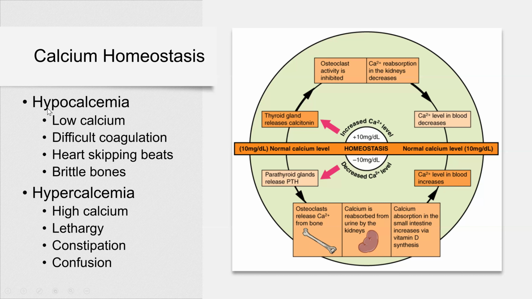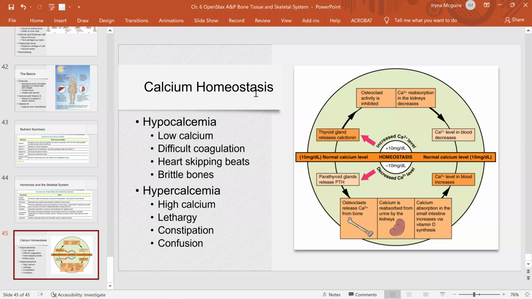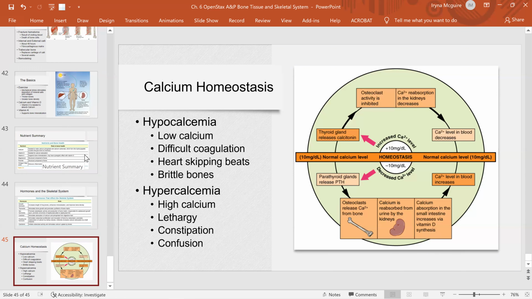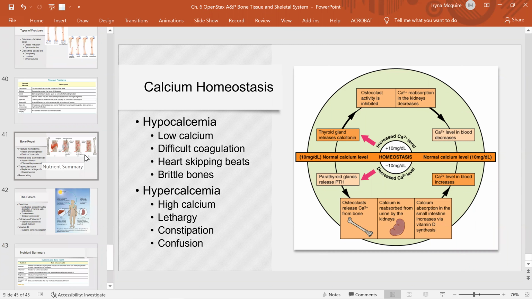Now, let's see what happens when you have hypocalcemia and hypercalcemia. Neither one is good for your health, right? Hypo means low calcium level. It's difficult coagulation, heart skipping beats, and brittle bones. Not enough calcium. Too much calcium, hypercalcemia: lethargy, that is no energy, constipation, confusion. So it's a very important homeostatic control mechanism of calcium level in your blood. So you store calcium in your bones, and when you need it, you release it into your blood. Because remember, you need calcium not only for health of your bones, but also for your nervous system, for muscles, for glands to function properly, right?